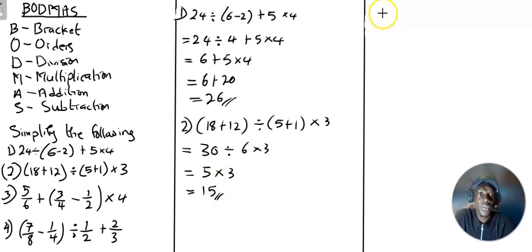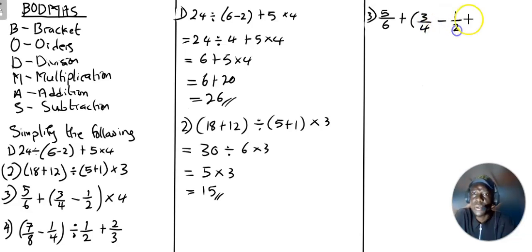The next question, number 3, is a fractional one. Number 3 says 5 over 6 plus bracket 3 over 4 minus 1 over 2 bracket close times 4. So, according to BODMAS, we'll solve the question in the bracket first. Okay, we'll solve the question in the bracket first.